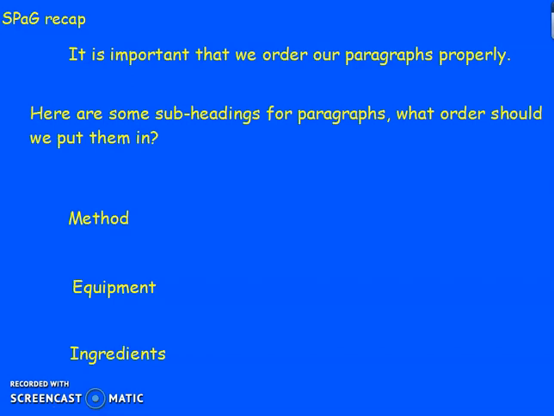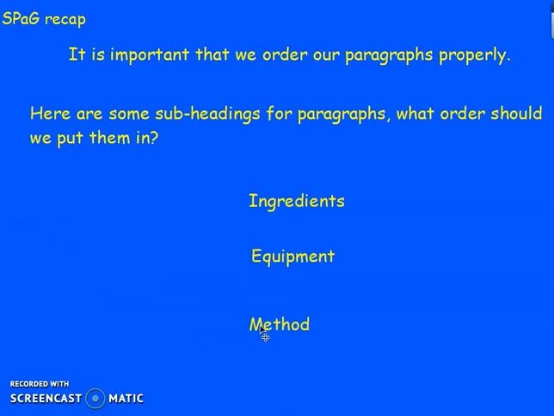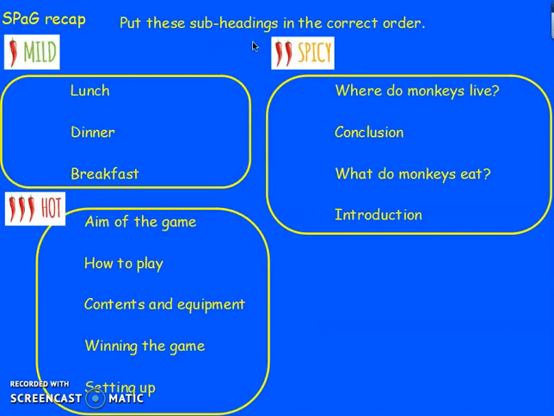This could be about an experiment or a recipe. So I think we would start with ingredients. Then we would need to know the equipment. And the final thing would be the method. And that would be a great order for us to have those in. So your next challenge is to put these subheadings in the correct order.